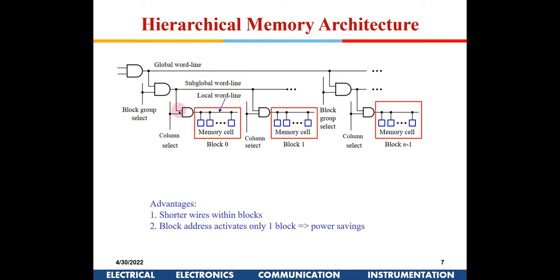Basically now the address is in three levels. So the particular cell is zeroed down like that. The only thing is, once you have an address line and if the block is not selected, this entire block will not be powered at all. So that is the advantage of having a memory architecture like this. Is it okay?